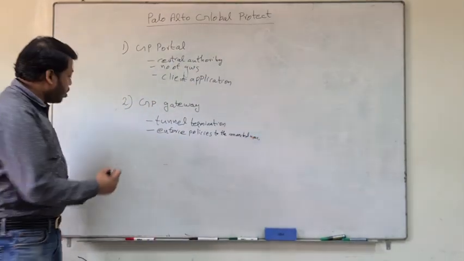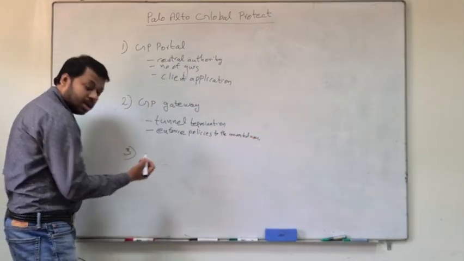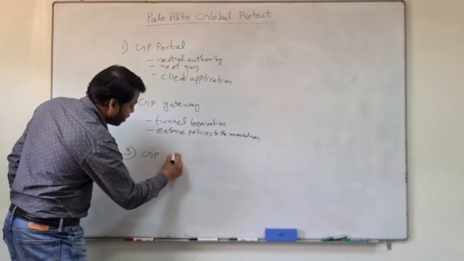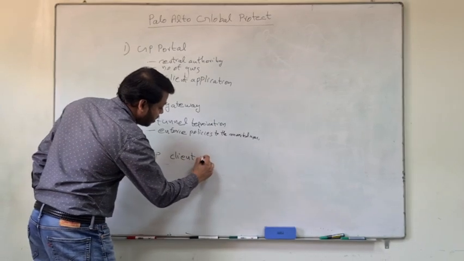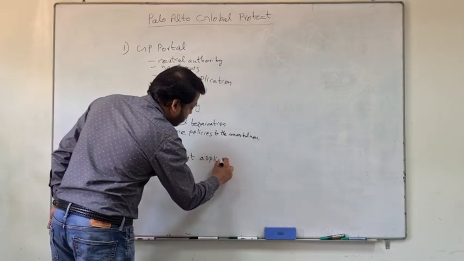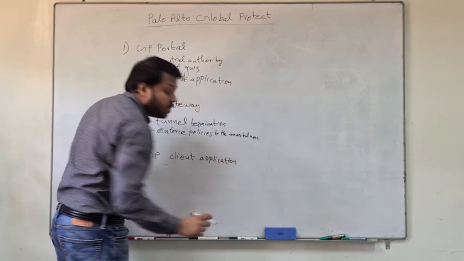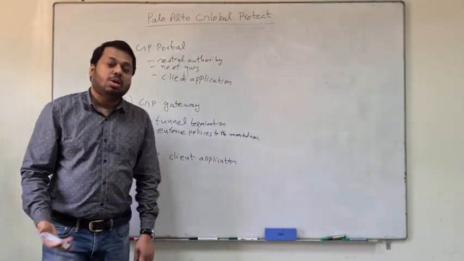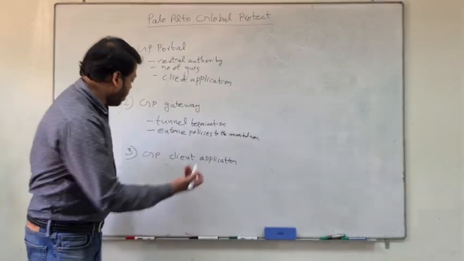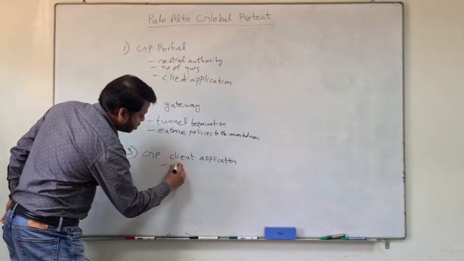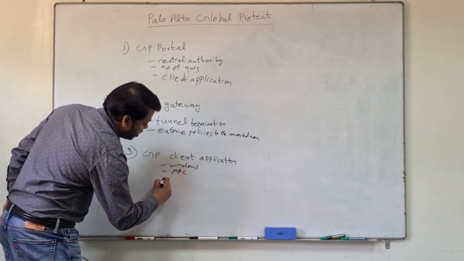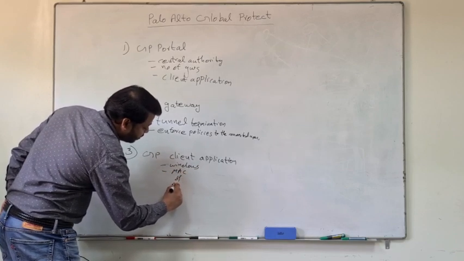So the third component in the solution is the app, the client application, the GP client application. This client application will be installed on the clients whoever is trying to access Global Protect. So it can run on Windows, Mac and Android.